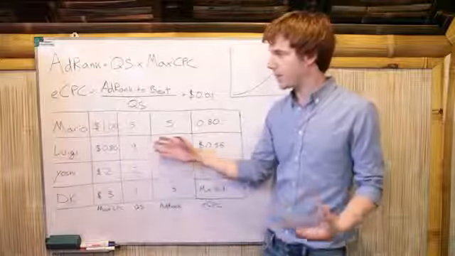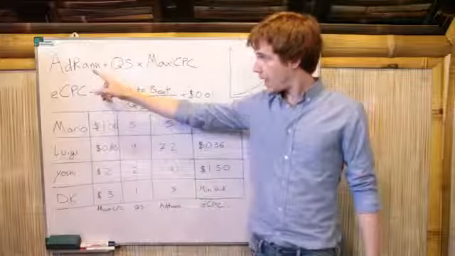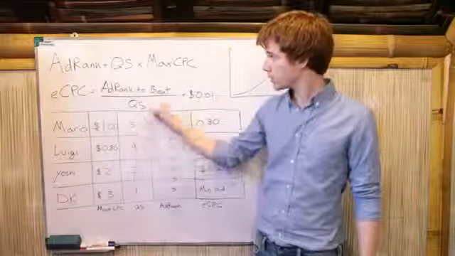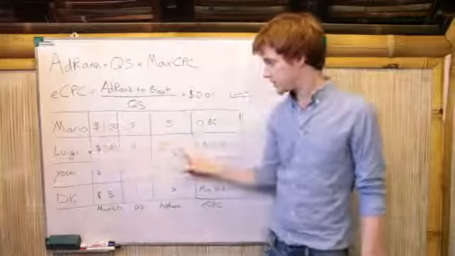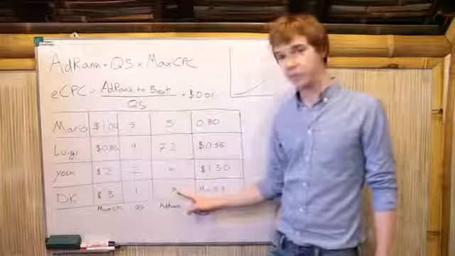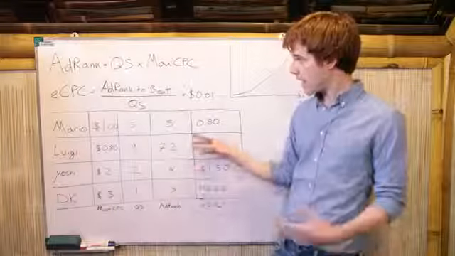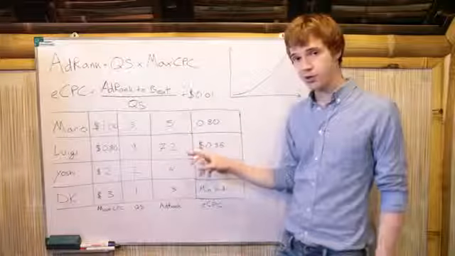So how does this play out? Where is AdWords going to place their ads, right? As we know, ad rank is equal to quality score times max CPC. So Mario scores 5, Luigi scores 7.2, Yoshi scores 4, and Donkey Kong scores 3. And this is how AdWords is going to place their ads on the Google search results page.